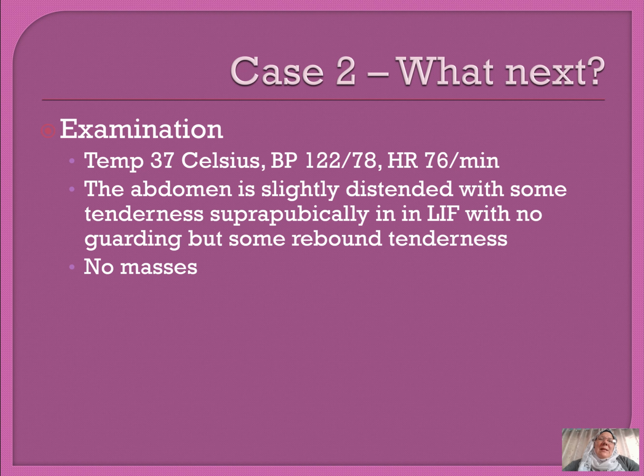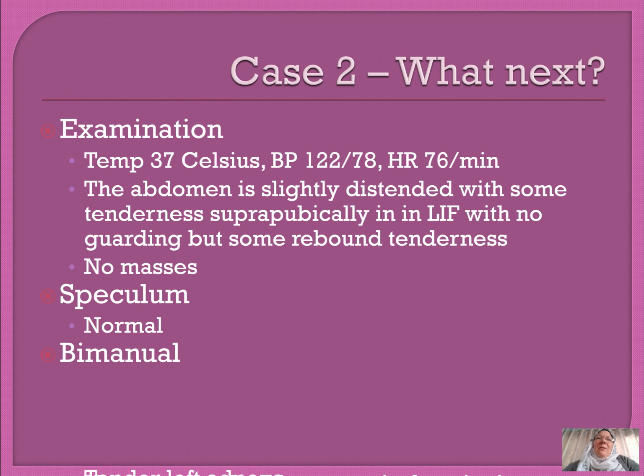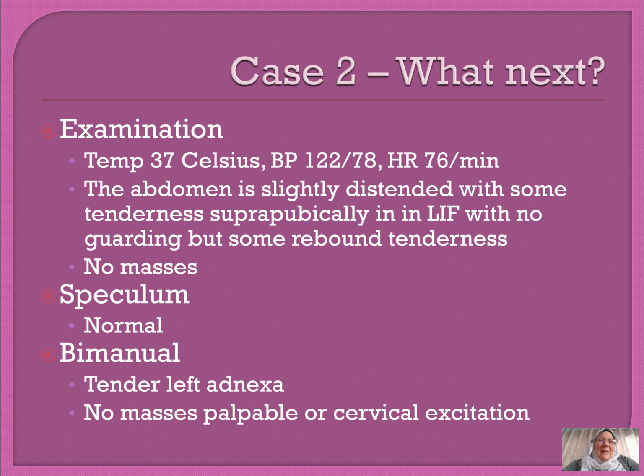122/78, and pulse is 76 per minute. The abdomen is slightly distended with some tenderness suprapubically and in the left iliac fossa, with no guarding but some rebound tenderness, but no masses. Speculum examination is normal, and bimanual examination shows some tenderness in the left adnexa, but no masses are palpable and there's no cervical excitation. So what do you want to do next for this patient?